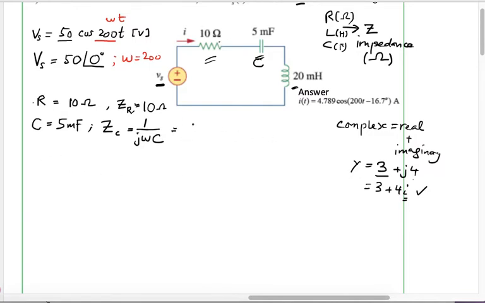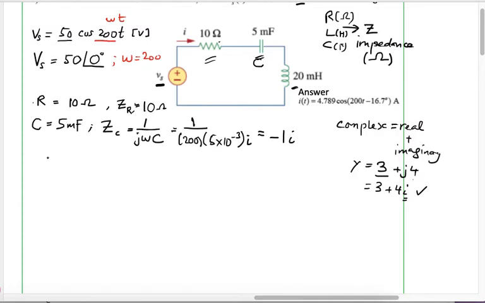Okay, so substituting all the values, this j, I'm going to move to the back. So omega is 200, C is 5 milli, and that imaginary part, I'm going to multiply with i. So using your calculator, try to calculate, and you should get this value, negative 1i, or negative i.